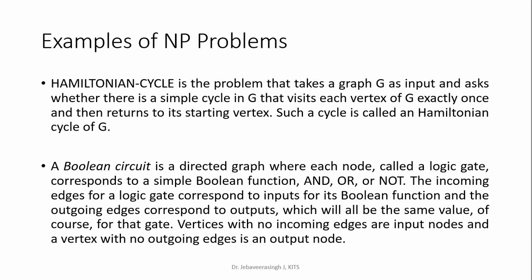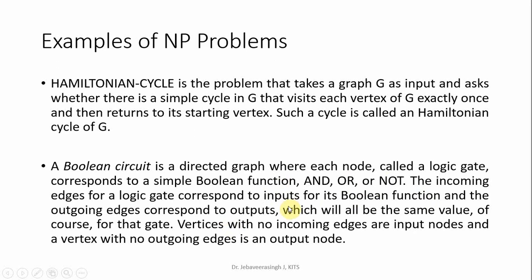Second is the Boolean circuit problem. It is a directed graph where each and every node has the property of a logic gate. The logic gates are AND, OR, or NOT. The Boolean function means the output is going to be true or false. In the truth table of AND and OR gates, we have 2 inputs and 1 output. NOT has 1 input and it negates that input. If you give 0 as input to NOT, it gives 1 as the output. The incoming edges for a logic gate correspond to the inputs for the Boolean function.